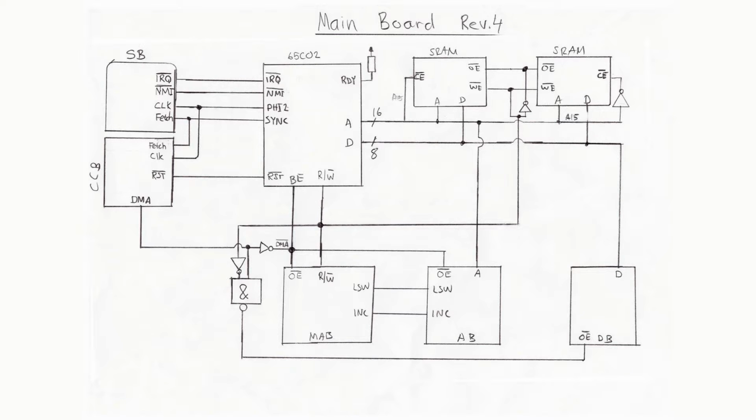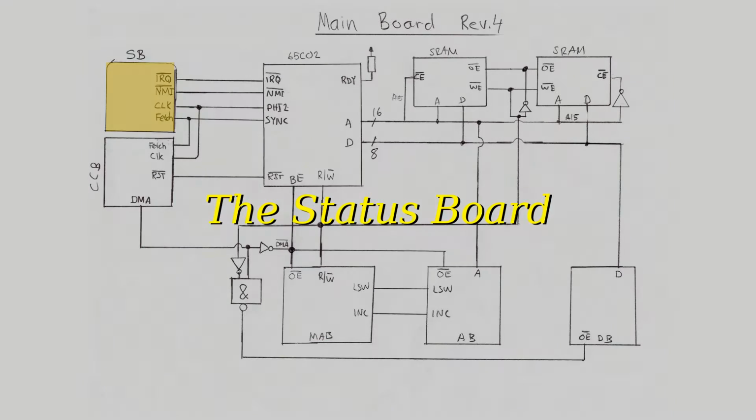Now that we have a basic understanding of the data board, the address board, and the memory access board, let's have a look at the status board before we tackle the CPU control board.